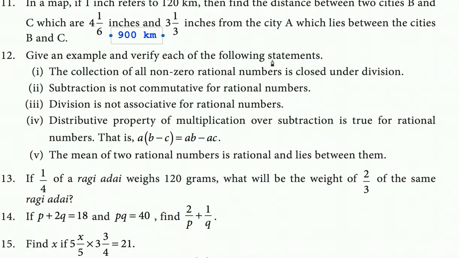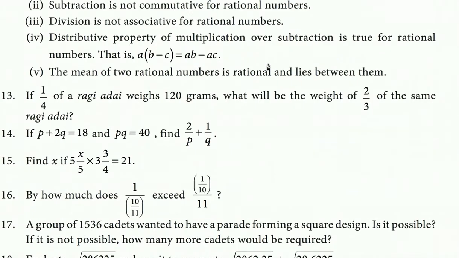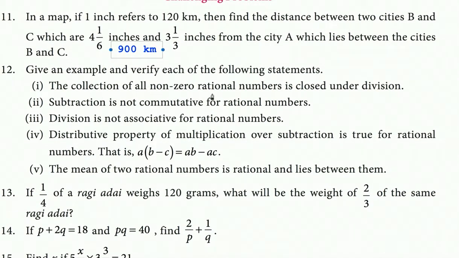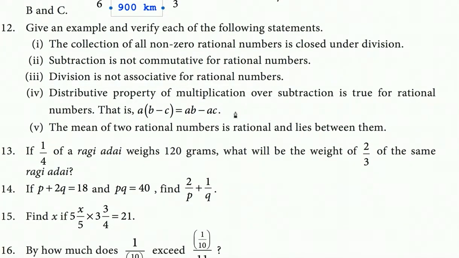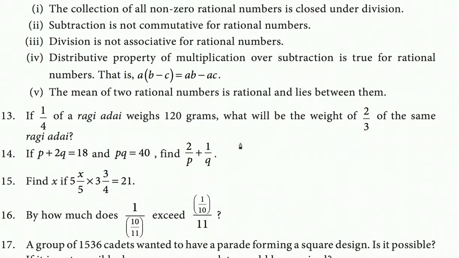How many problems are there? The collection of all rational numbers is closed under division. No. Subtraction is not commutative for rational numbers. Distributive property is true. The mean of two rational numbers is rational and lies between them. Right. That is right. Division is not associative for rational numbers. That is also correct, I guess.